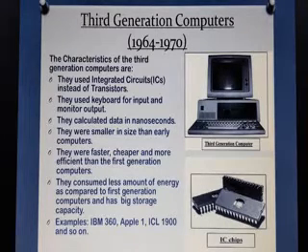So that was difficult to maintain, and air conditioning was also required because of the heat production. Some examples of third generation computers are IBM 360, Apple I, ICL 1900, PDP-8, etc. Now we're going to discuss the fourth generation of computers.